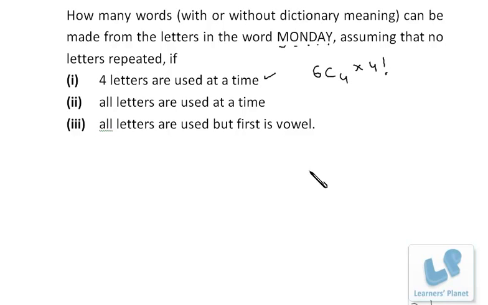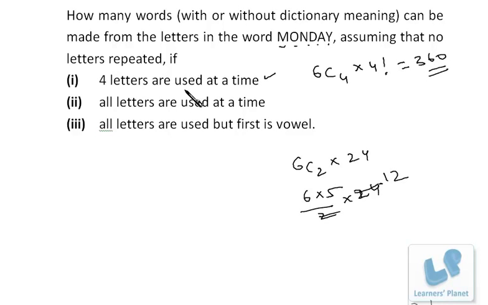So 6C4 is what? 6C2 into 24. Now what is 6C2? 6 into 5 by 2, into 24. So 5 6s are 30, into 12, that is 360, right? So when we are choosing 4 letters, we are making 6C4. 4 letters are selected from 6. So 6C4, and the selected 4 letters are arranged in 4 factorial ways, right?